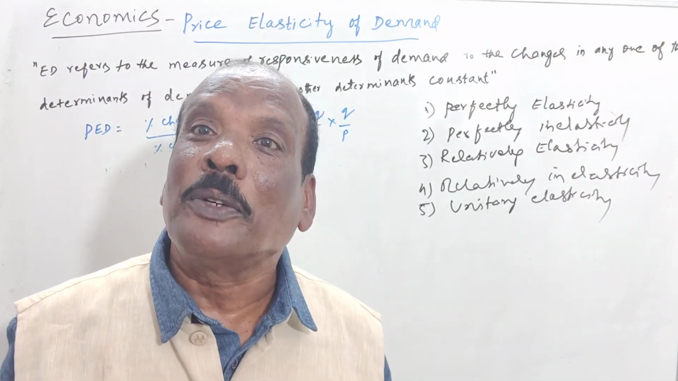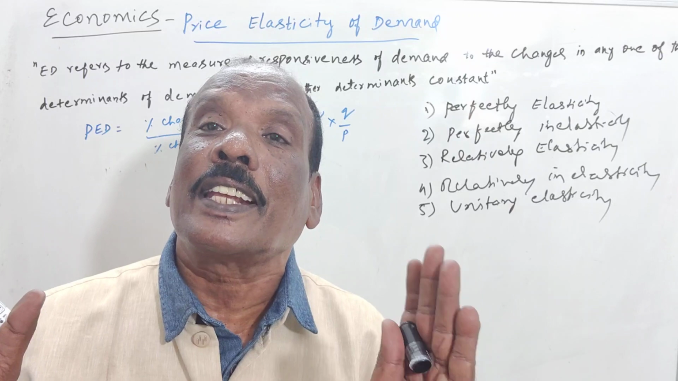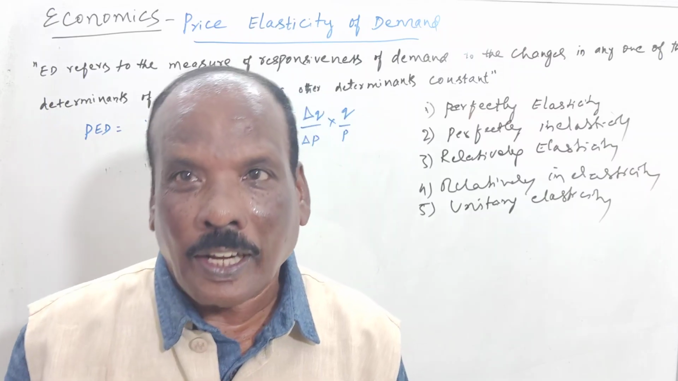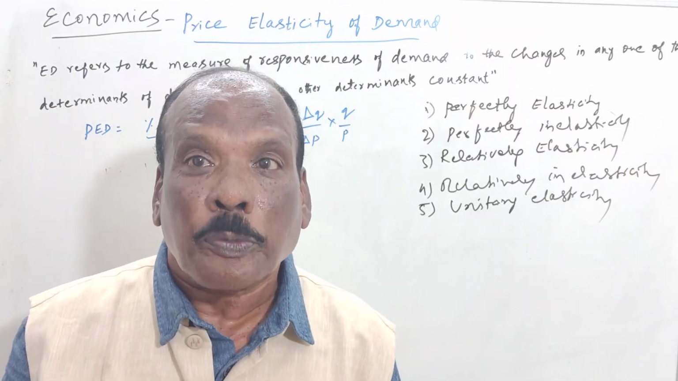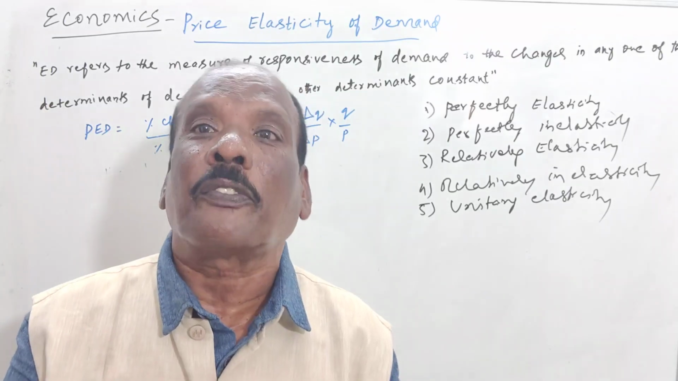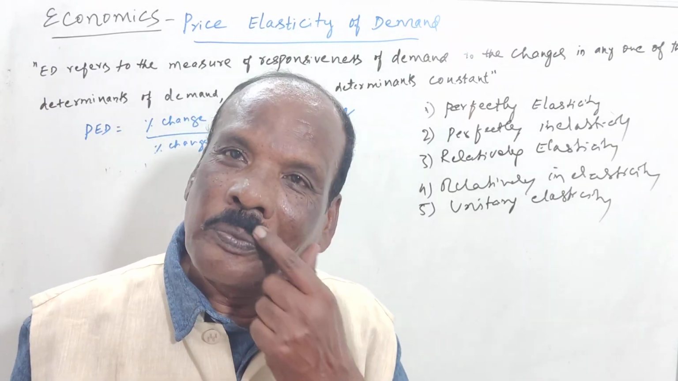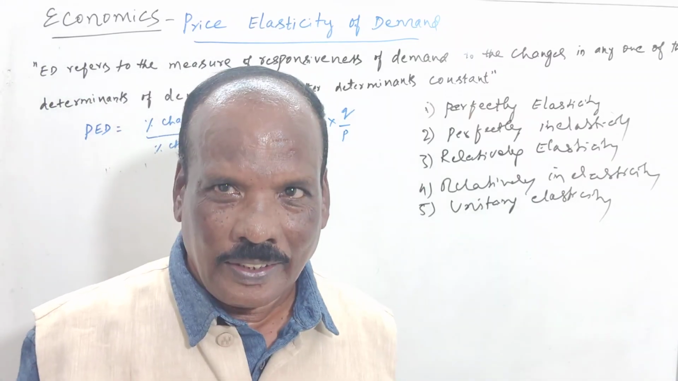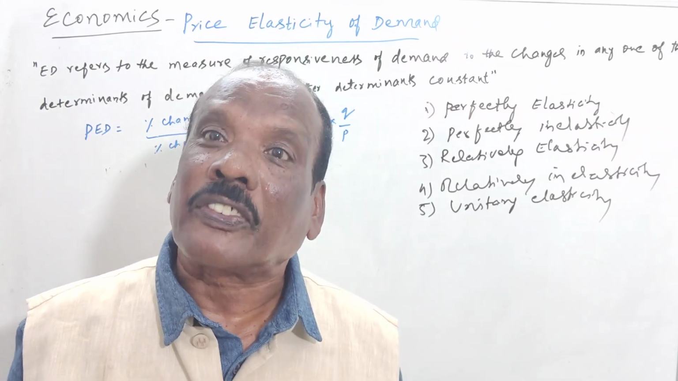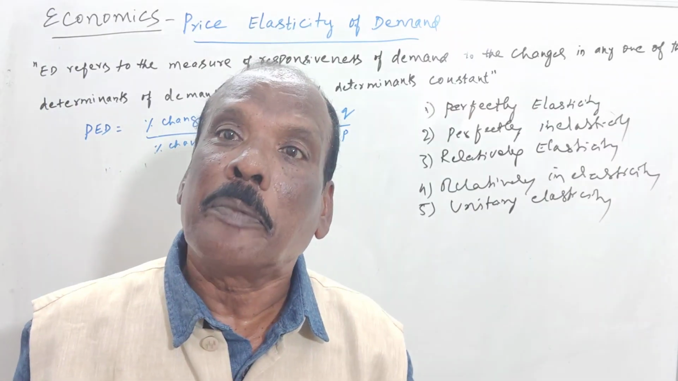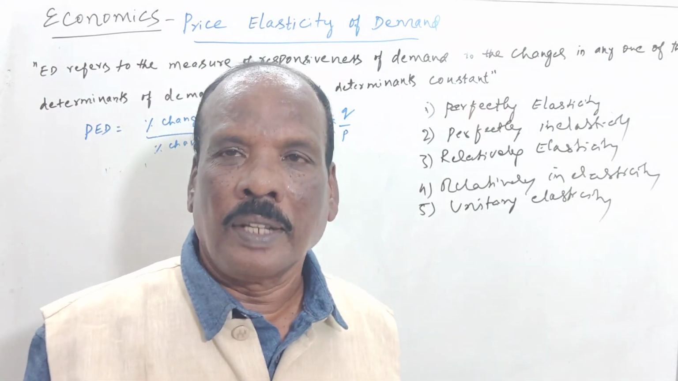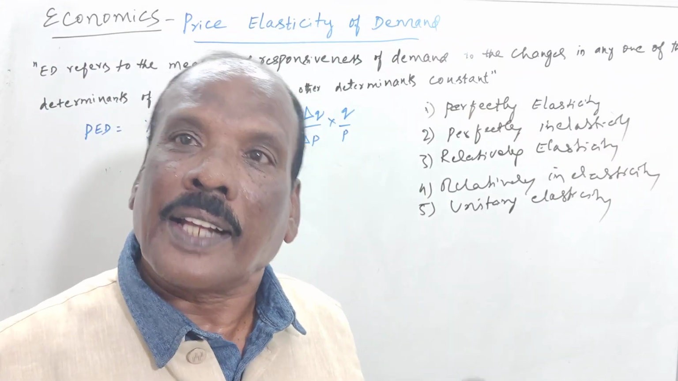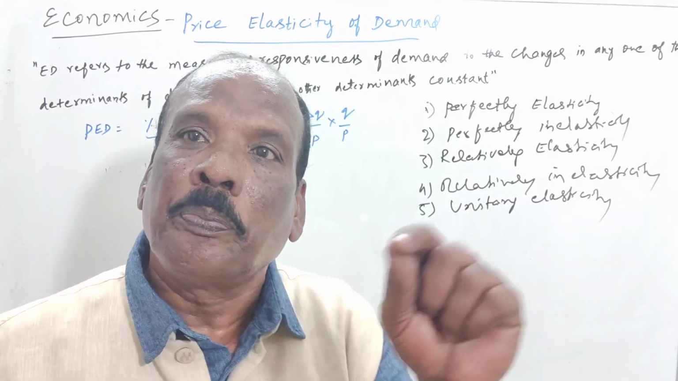So these are the 5 classifications of price elasticity of demand. We have understood the concept of price elasticity. Price elasticity refers to the measure of responsiveness of demand to the changes in price of a commodity. And we know the formula of price elasticity. It is measured in terms of percentage. PED is equal to percentage change in quantity demanded divided by percentage change in price of a commodity. Algebraically, it can be written as PED is equal to delta Q divided by delta P into P divided by Q.